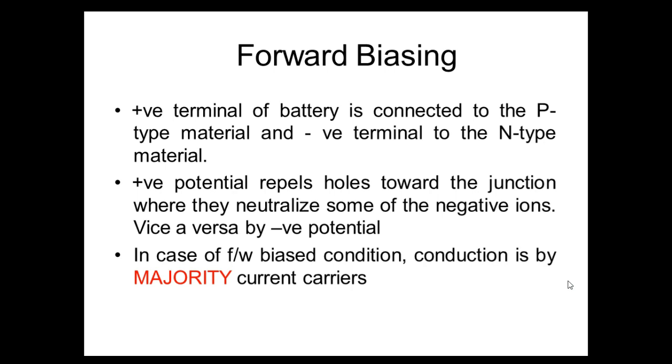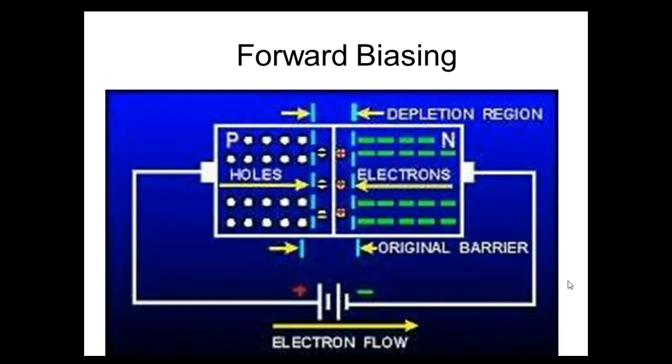So in case of forward biased condition, conduction is done by majority charge carriers. As I already told, the conduction is done by the majority charge carriers, that is in n-type semiconductor it is done by the electrons.